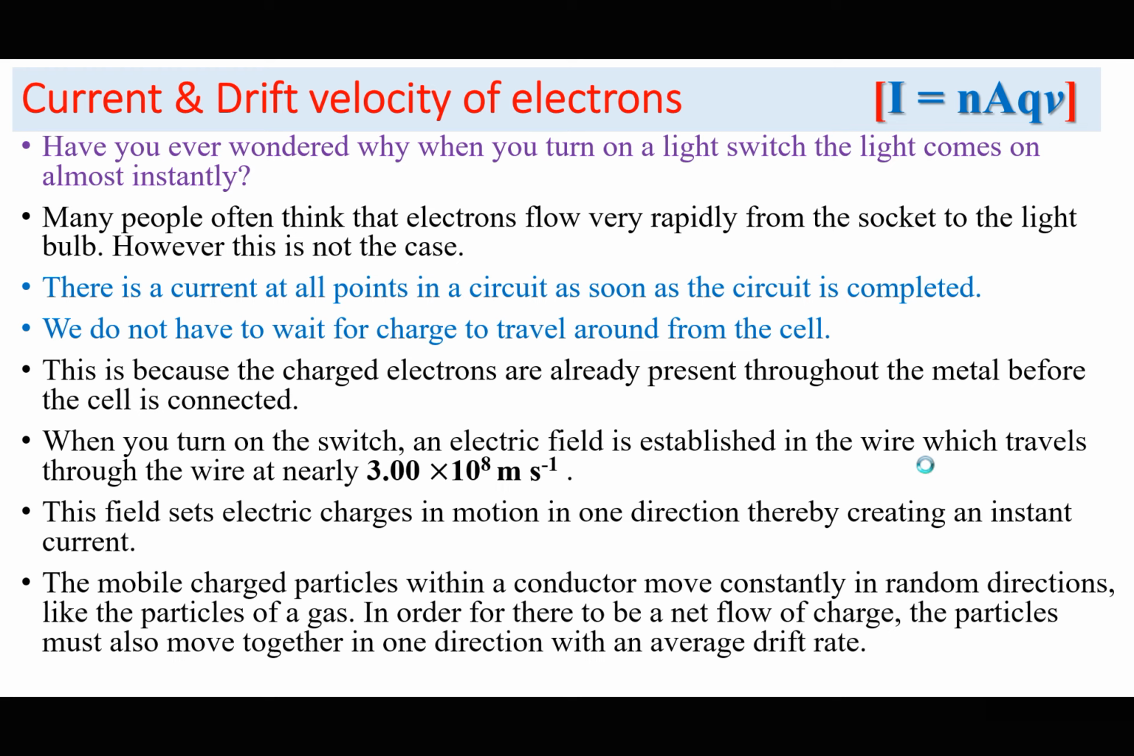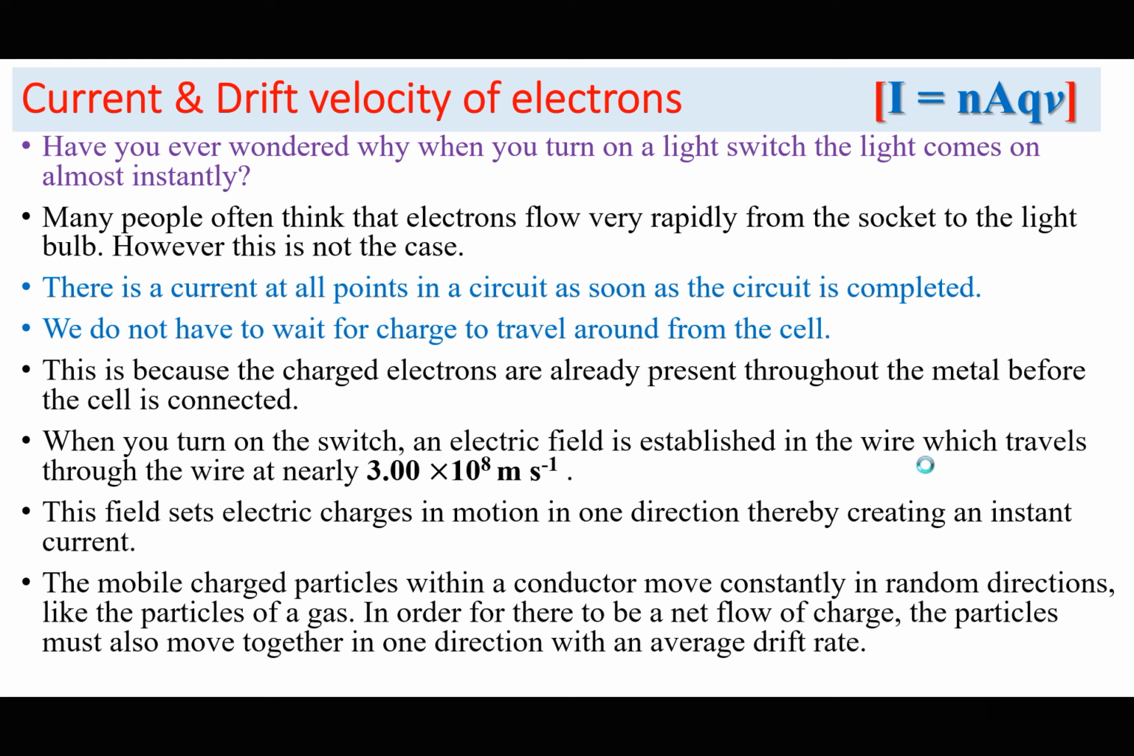So now we know why, when you turn on the switch of a bulb, the light comes on almost instantly. We already have charge carriers distributed all over the conductor. By pressing the switch, we're just completing the circuit, creating a potential difference between two points so that an electric field is set up. The electric field aligns the charge carriers in one particular direction as they flow, and that means a current is flowing.